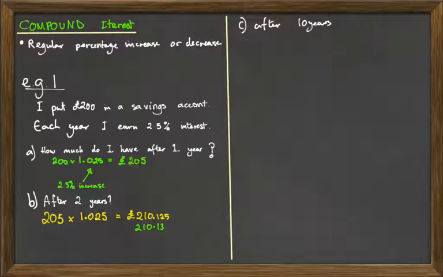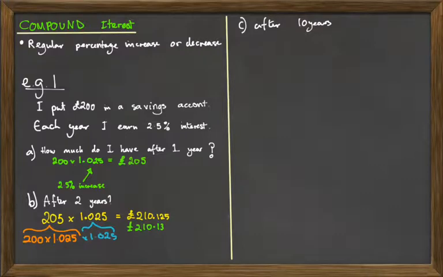But this isn't very helpful if, say, we're doing 10 years, because we'd have to, in our calculator, do 210.125 times 1.025, then take that answer and times it by 1.025, and take that answer and times it by 1.025. So there's a quicker way. We look at this 205. This £205 came from the previous question, and £205 is the same as 200 times 1.025. If you compare this to the previous question, you can see it's the same. We rewrite 1.025 there.